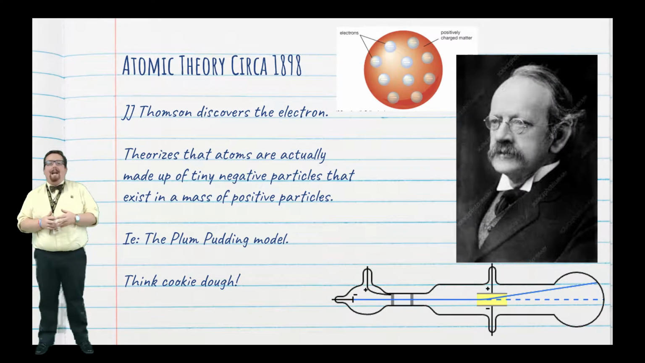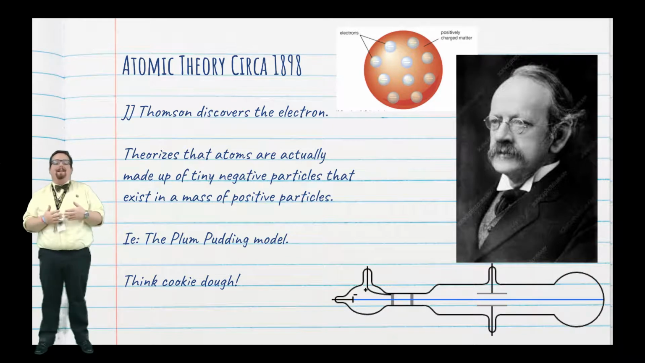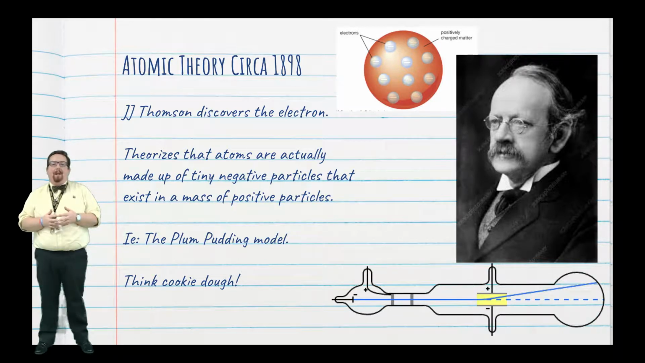Years later, in 1897, J.J. Thomson performed an experiment with cathode ray tubes and discovered the electron. He found that when you pass a high voltage through two plates, it would create a stream of light, and that light could be bent when you place it near a negative or positive charge. This led J.J. to the plum pudding model of the atom.